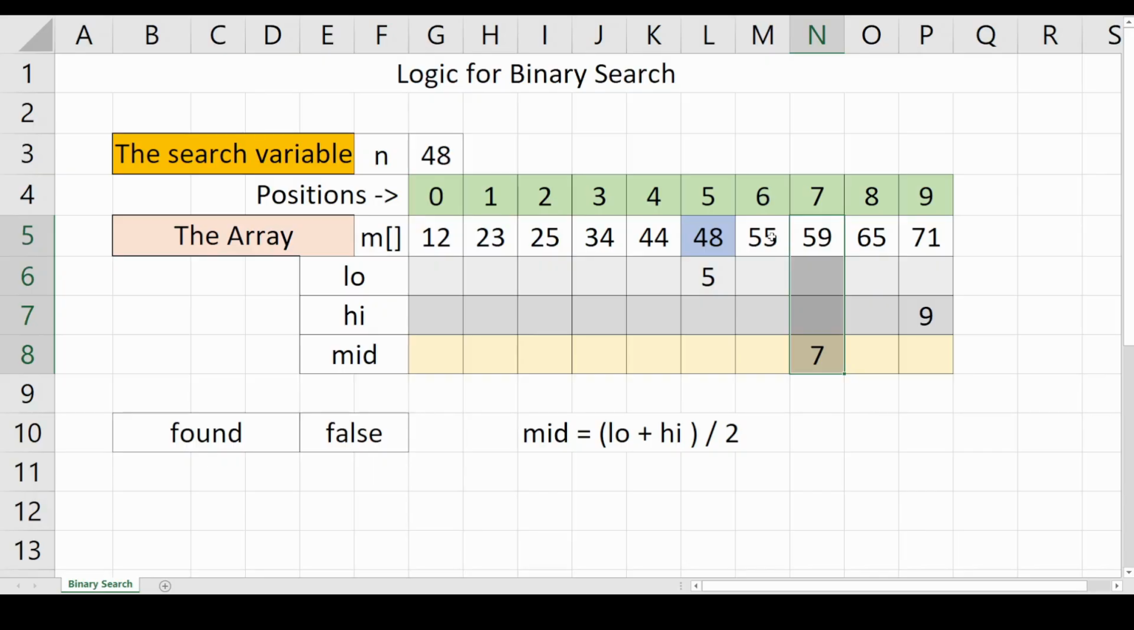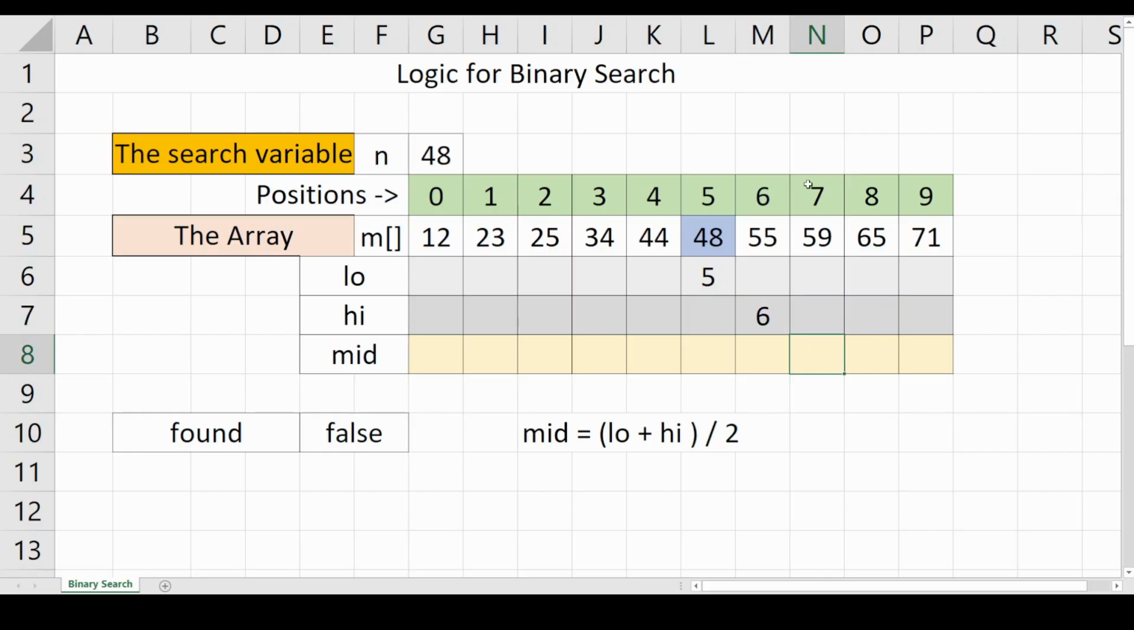Now, on the left hand side the values are 48 and 55, on the right hand side are 65, 71. Now you know that 48 is less than 59. So what do we do? We change high to mid minus 1. So high actually changes to 6, and this is removed.